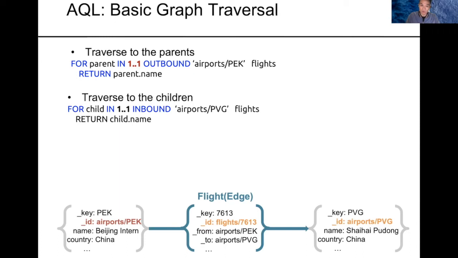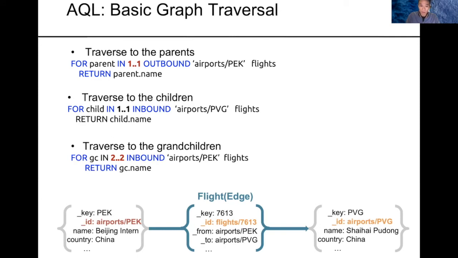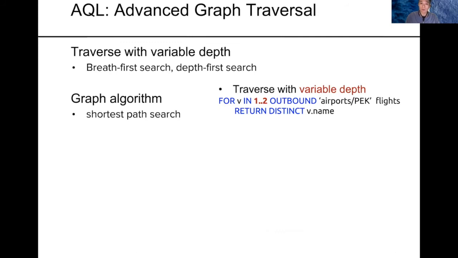Similarly, we can traverse to the children, just modify the traverse direction to inbound. And also we can traverse to grandchildren or grandparents, by altering the traverse steps to 2 and the direction to inbound, right? So therefore we can traverse to the grandchildren. And also we can traverse with variable depths.